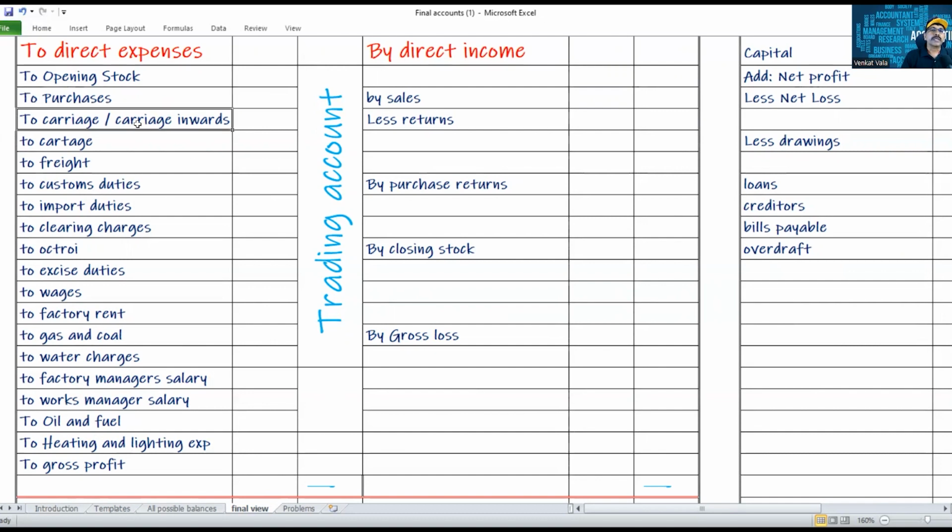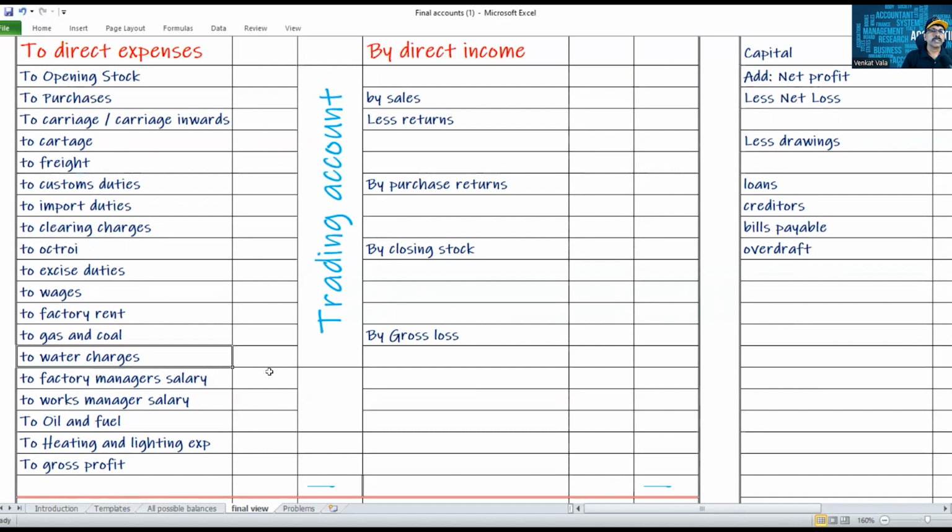Carriage inwards and carriage both mean the same. That is nothing but transportation incurred to bring the raw material, cartage, freight, and customs duties, import duties, clearing charges, octroi, excise duties. If you notice, everything relevant to production covers expenses incurred to bring the raw material into the premises, which is utilized for production. Factory rent, of course, since the factory is the premises where production takes place, that's why factory rent is to be considered in the trading account.